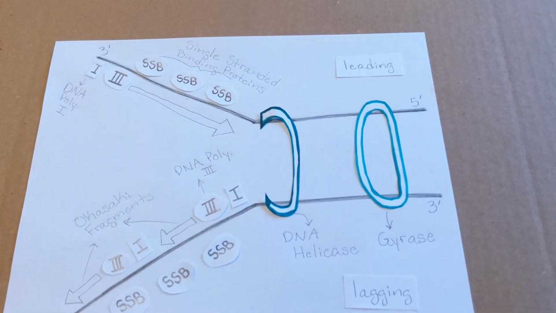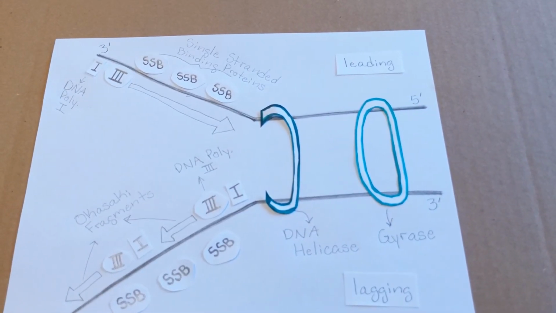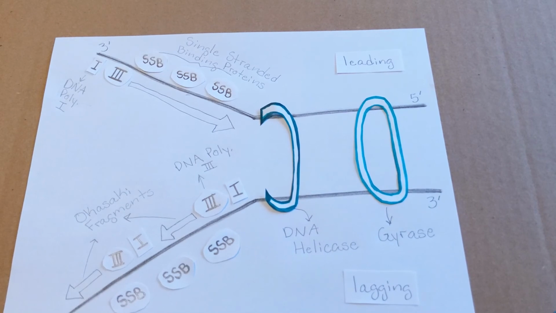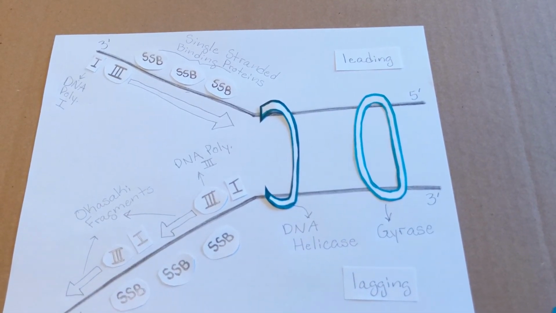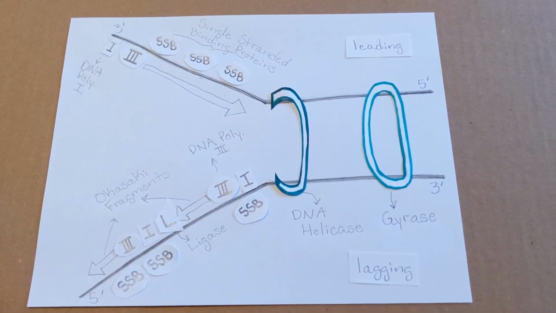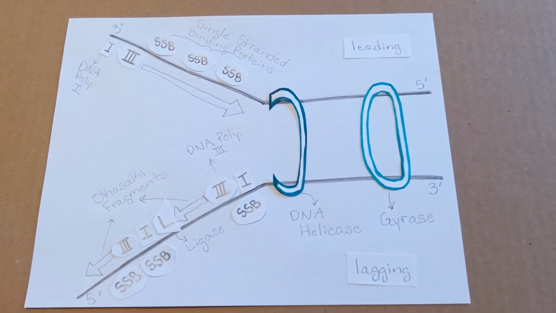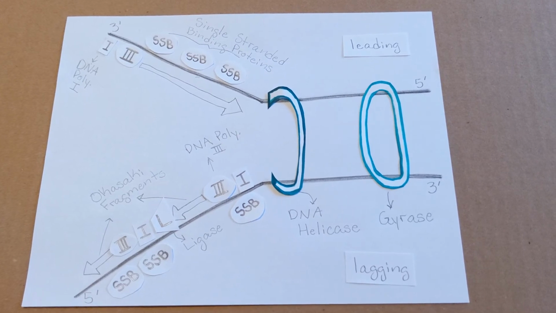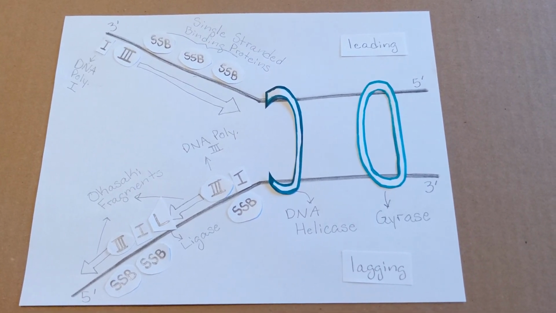Next, DNA polymerase I replaces the primer and proofreads the new DNA strands. It makes sure the appropriate nucleotides were added and fixes any mistakes. The final enzyme of DNA replication is ligase. It comes onto the lagging strand and glues together the Okazaki fragments.